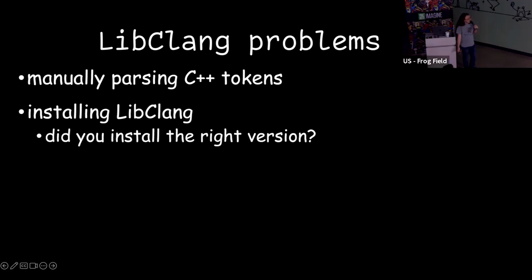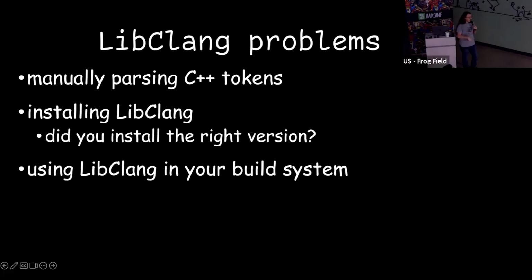Installing libclang is also an issue. You have to make sure you have the right version in case an older version didn't have the things you need. You want a newer version, and getting that working, especially for an open source project, getting everybody who uses the open source project on a good libclang version is a pain. And then having your build system find the libclang is also an issue, especially if you support multiple platforms. You have to have documentation for how to do that for all your users.